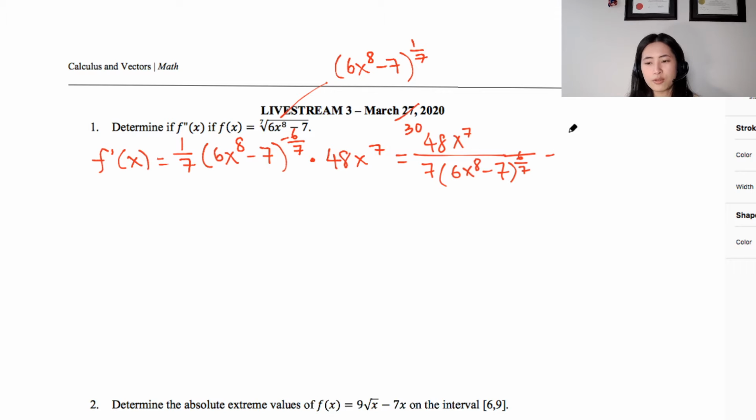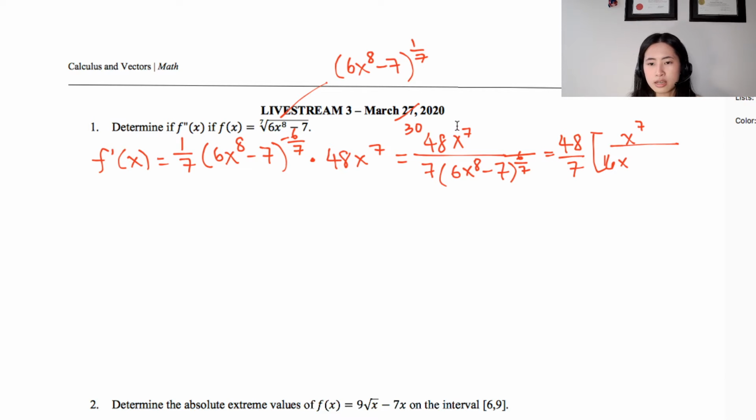So if you take out the constant, what I mean by the constant is 48 over 7. If you take that out, you would have 48 over 7, and then you're just going to be left with the x expression. So you would have x raised to the power of 7, and this is over 6x raised to the, and this is still in the bracket, remember, or parenthesis.